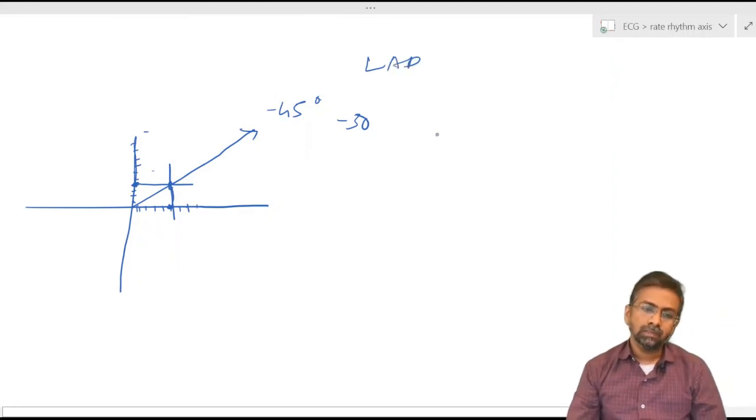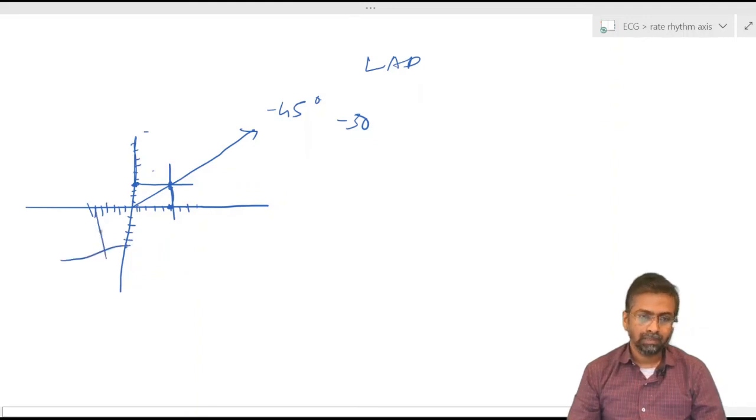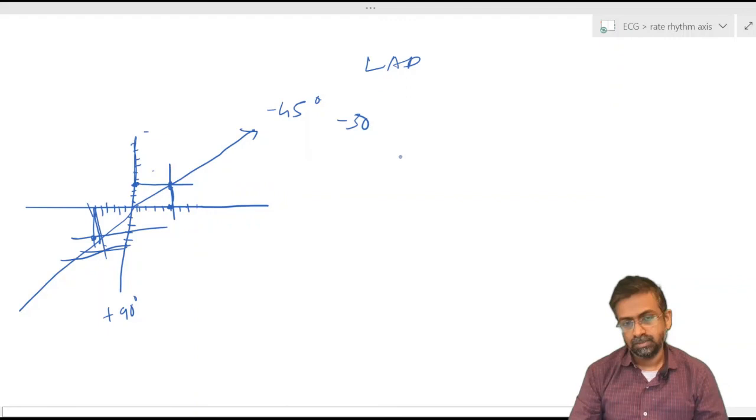Now similarly, in case of right axis deviation, what happens? In lead 1 it is negative, and in lead AVF it is positive. So one perpendicular like that, one like that. So you got this point and you need to join these two, and it is more than +90, so it will be a right axis deviation.